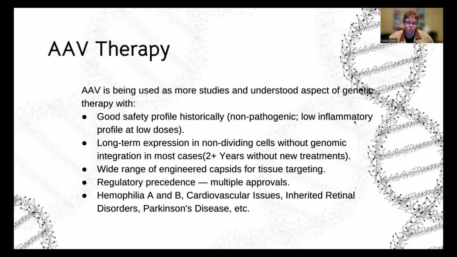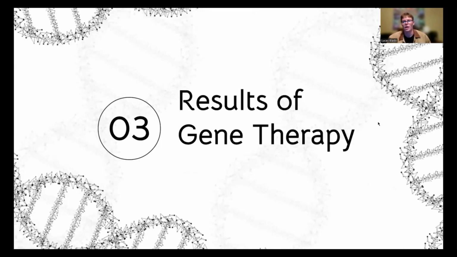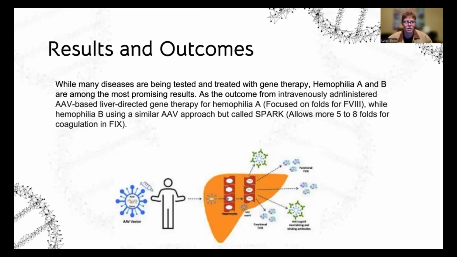This is very approved. There have been many test trials on it. Even though it is a very expensive procedure, there are people who do try it and they're getting more information as it goes. So hemophilia A and B, cardiovascular issues, inherited retinal disorders, and Parkinson's disease are some of the diseases that come up.